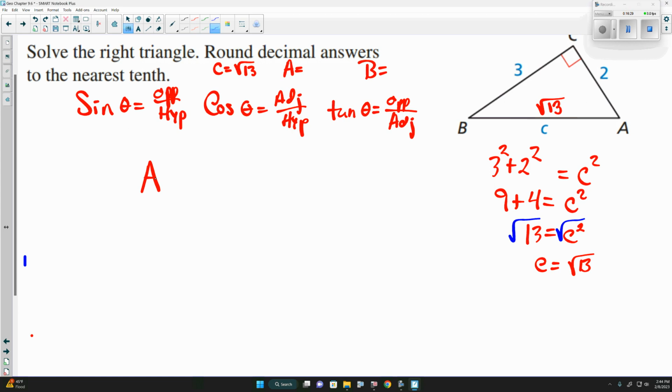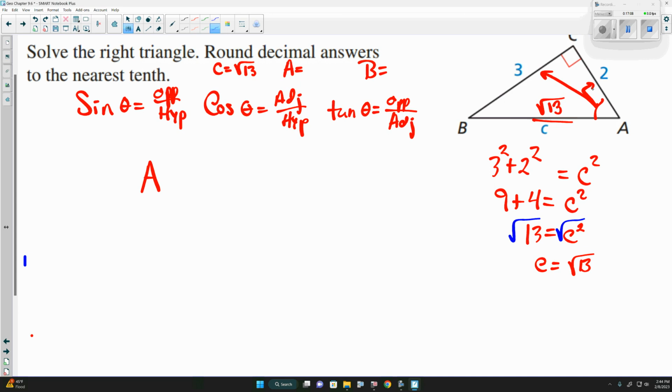So if we are going to use sine of A, we need the opposite side in the hypotenuse. Do we have the opposite side of angle A? Yeah, so the side opposite of angle A is 3, and the hypotenuse is square root of 13, yes? If we wanted to use cosine, do we have the adjacent side to A? And we still have the hypotenuse. And tangent, we need opposite and adjacent. Do we have all three pieces of information? So does it really matter? No. We just need to pick one.